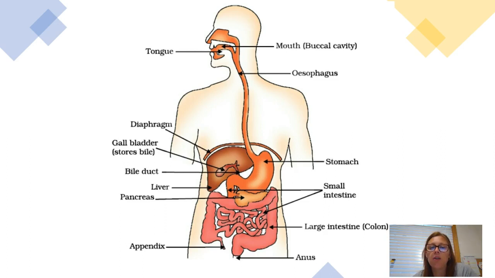Now we have the liver off to the side and a number of other organs there, such as the gallbladder and the bile duct. We'll come to these later. But then it passes through into the small intestine, the large intestine, and out through the anus.